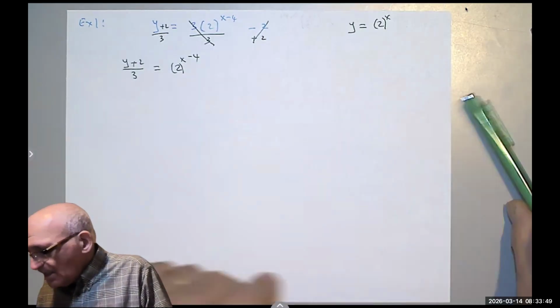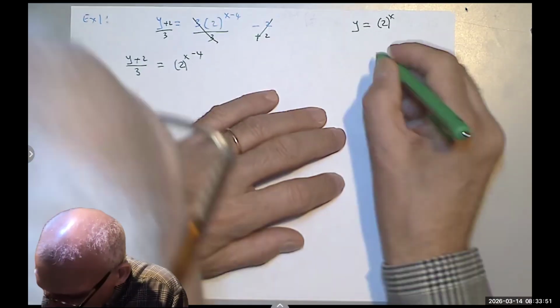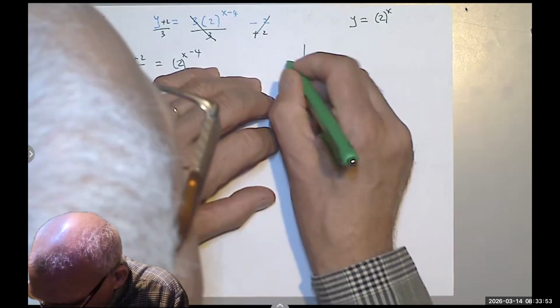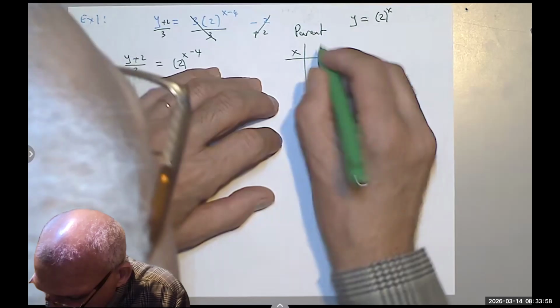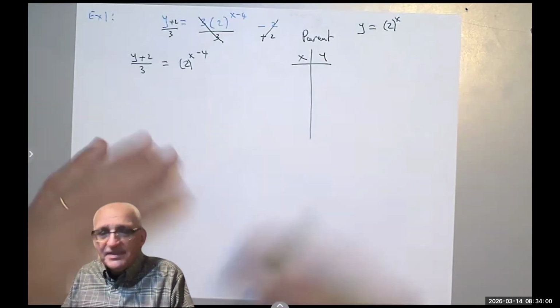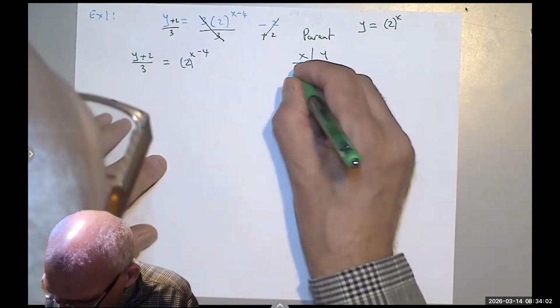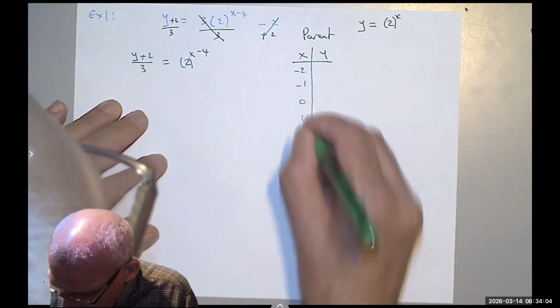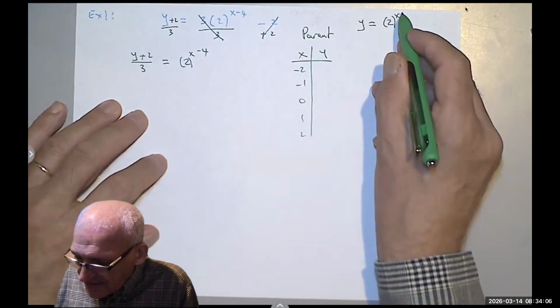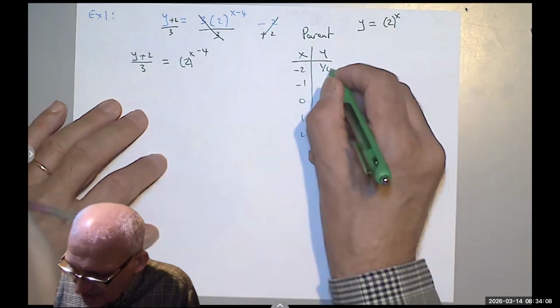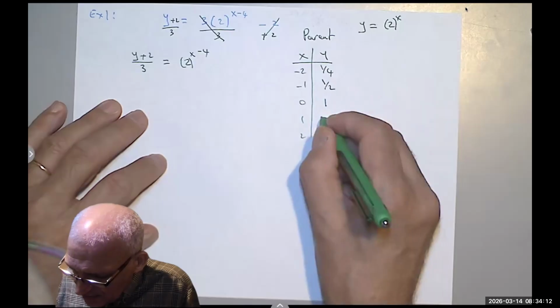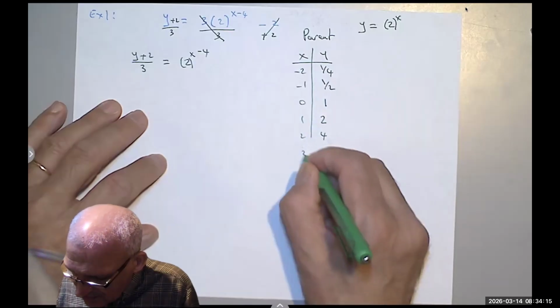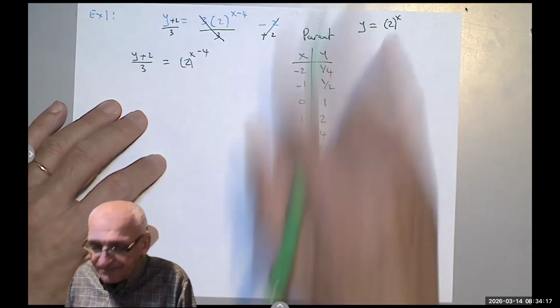Now, if I wanted to construct the xy table of the parent function, so this is the parent function, what do I do? I pick some values. So maybe -2, -1, 0, 1, 2. And if x is -2, I get a quarter. If it's -1, I get a half. If it's 0, I get 1, 2, 4, 8, and so on and so forth. Very easy.